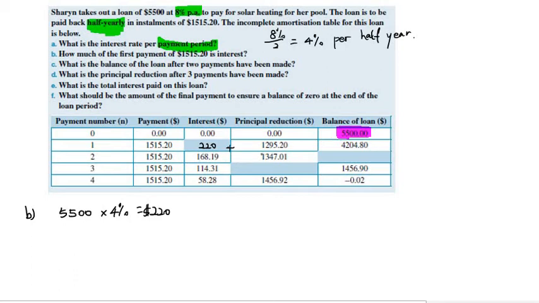Because the interest is only generated on the amount of money that you're owing over here, how do you find out this interest? It is $4,204.80 times the 4%. So that's how you find out the second interest over here.